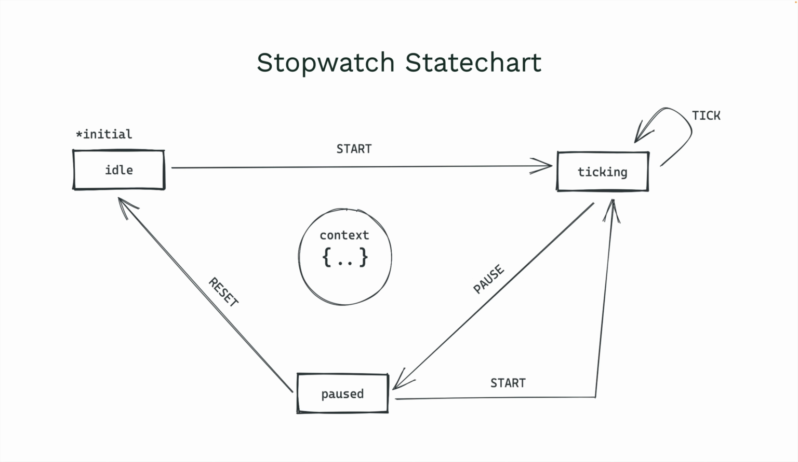And while we are in there, there's a central circle you see in this diagram called the context, which is the data, and this holds the total number of seconds that's been elapsed so far, and the total number of laps as you keep pressing the lap button.